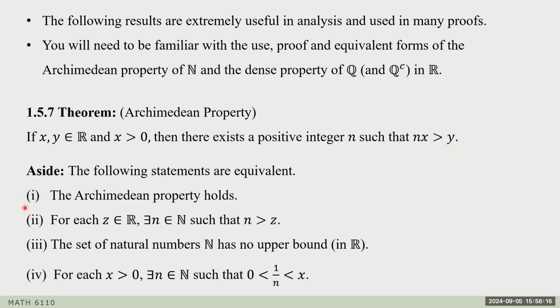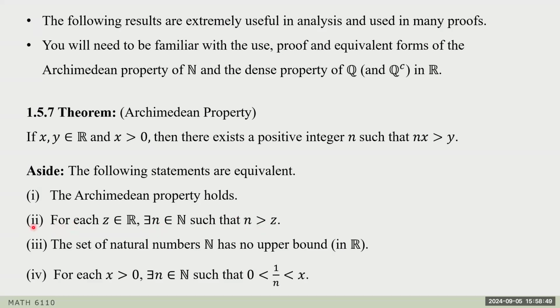And here are three other ways of saying it. The following statements are equivalent. So the Archimedean property holds, that's this theorem. Another way of saying that is that for each real number z, there is a natural number n such that n is bigger than z. So for any real number you could think of, z, I could find a natural number bigger than it, right? So that's nothing too new for you.